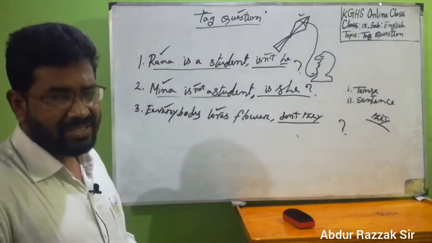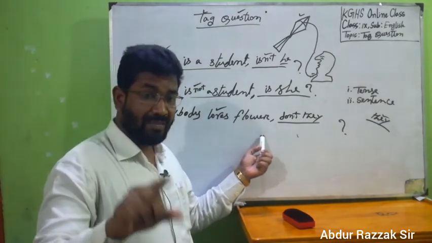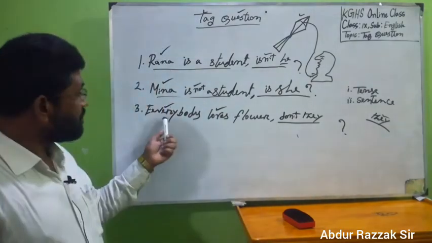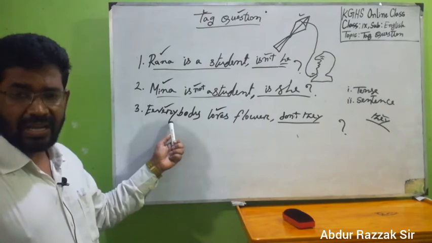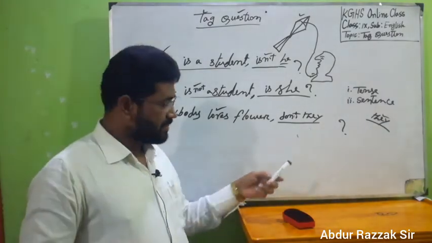I think, dear students, I have been able to make you understand about this chapter. You should remember, if the sentence starts with everybody, everyone, nobody, no one, none, neither, this structure will be followed.